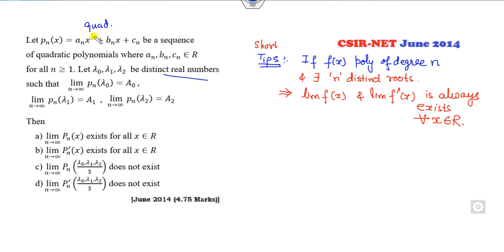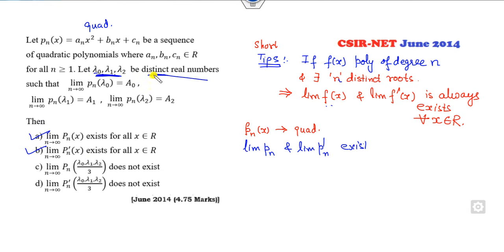Now look at that. What is given to you? P_n(x) is a quadratic polynomial. Since it is a quadratic polynomial, we need two distinct roots. So clearly you have two distinct roots. So this property is satisfied. So what is the meaning of that? The limit of P_n and the limit of P_n' exist. So clearly the first and second options are correct.